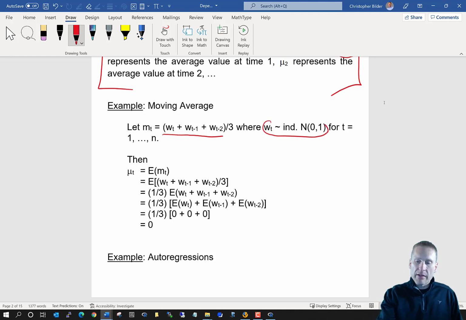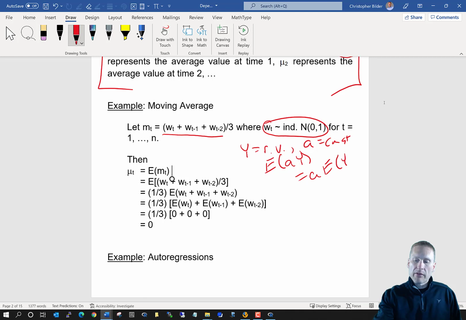Note that these W sub t are independent normal 0, 1s. To find this, we use some basic ideas of how to work with expectations. For example, in a mathematical statistics class, suppose you had a random variable y and also a constant a. In that class, you learn that the expected value of a times y is equal to a times the expected value of y. So we can simply factor out the constant from the expectation.